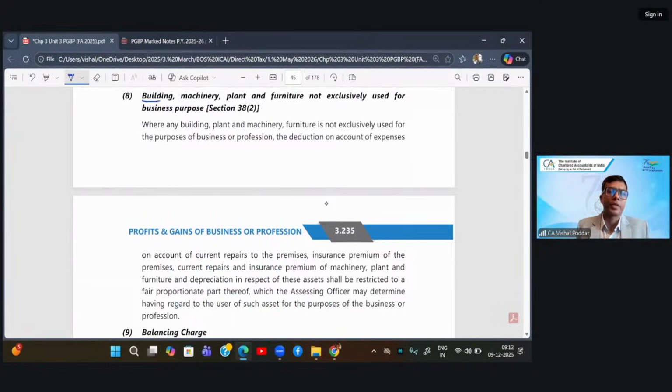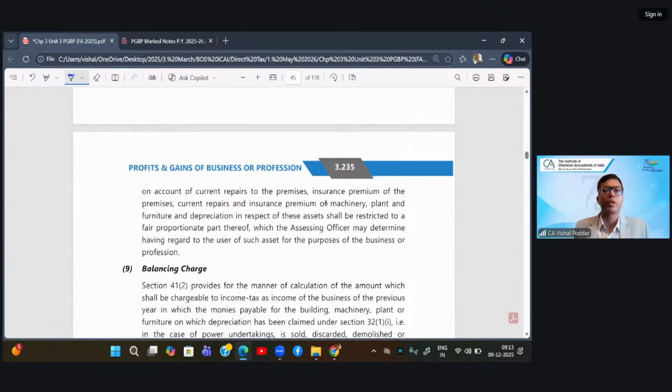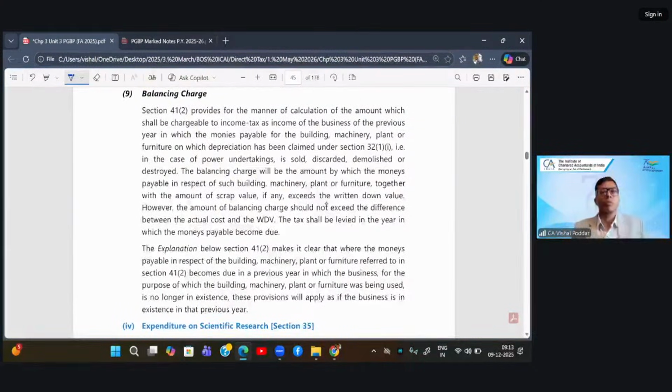Next, this part we already studied, where there is any asset which is not used only for the purpose of business. So you have section 38, which says that whatever expenses are relating to this asset, like rent, insurance, depreciation, all these expenses would be proportionated, and only the proportionate part which is relating to the use of business will be allowed. Balance will not be allowed. Now, again, in the year of sale, block of assets, and for SLM.